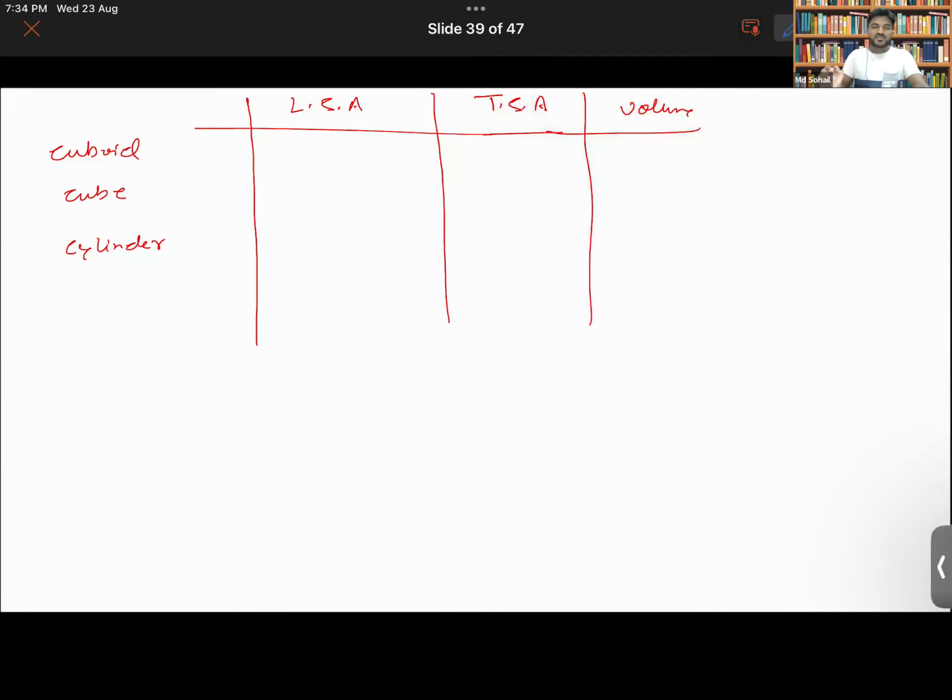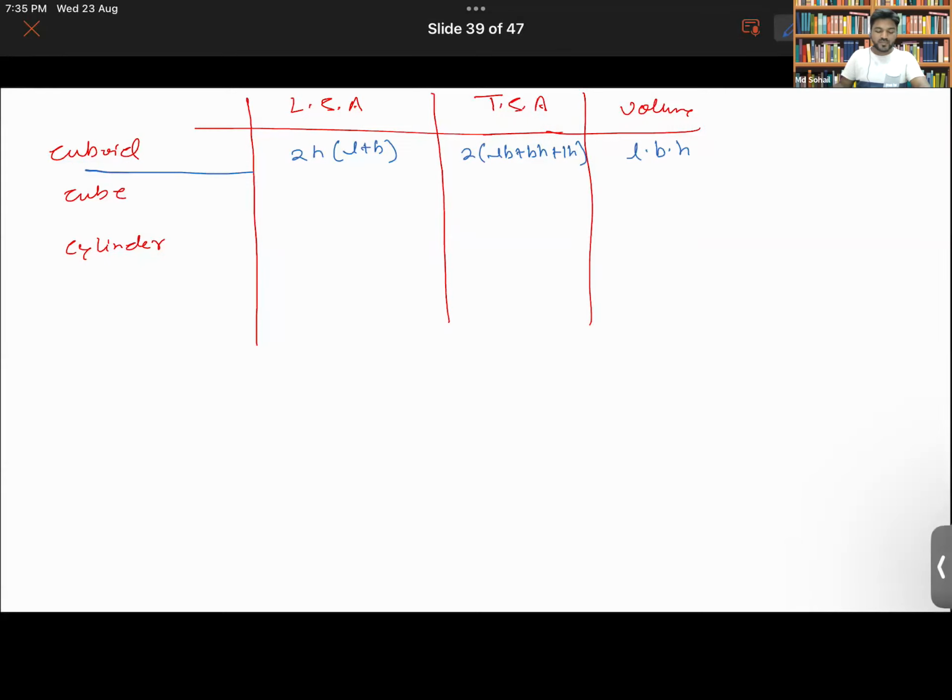What is the lateral surface area of a cuboid? It's 2 into height, L plus B. Good. Total surface area? 2 into LB plus BH plus LH. Good. Volume? Length into breadth into height. Good. Has Arhan joined yet or not?